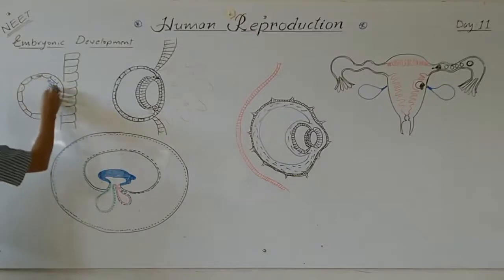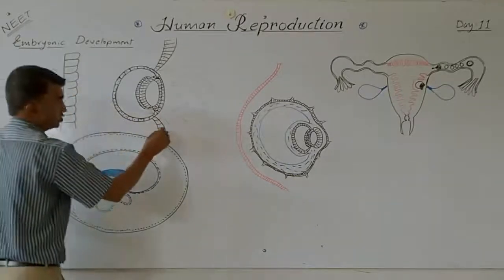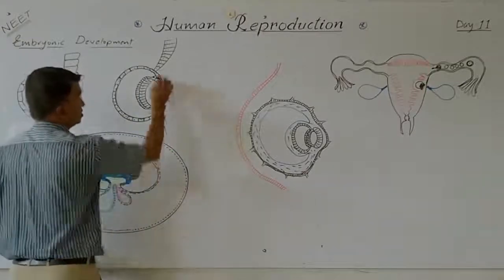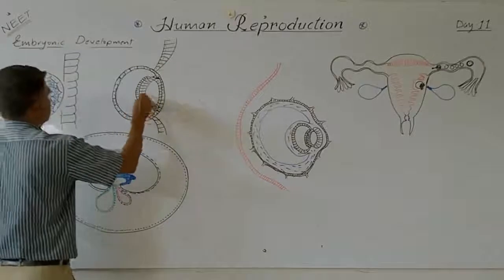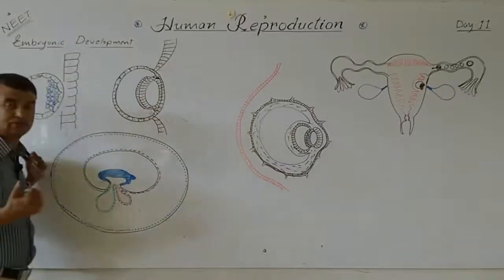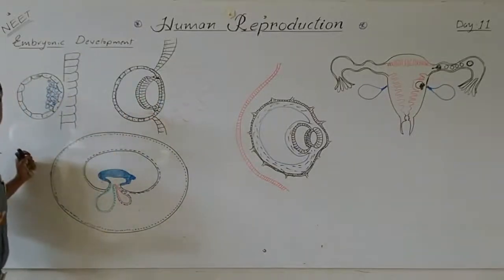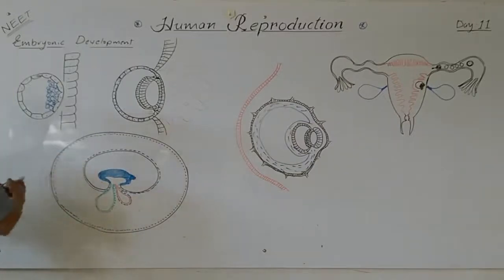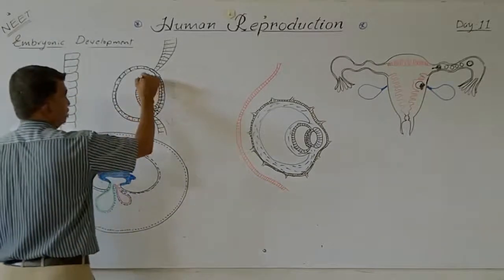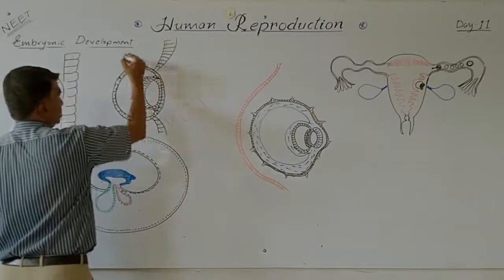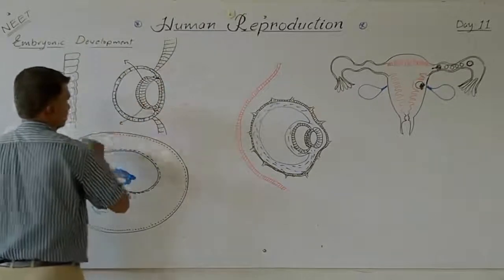This is the inner cell mass. This is the embryonic membrane, which is in touch with the endometrium layer. So here also, this is the endometrium. After it touches this, this inner cell mass is called the embryonic disc. In that, two layers are there. One is called the epiblast, and one is called the hypoblast. So this is the embryonic wall here. The outermost is called the hypoblast, and this is called the epiblast.